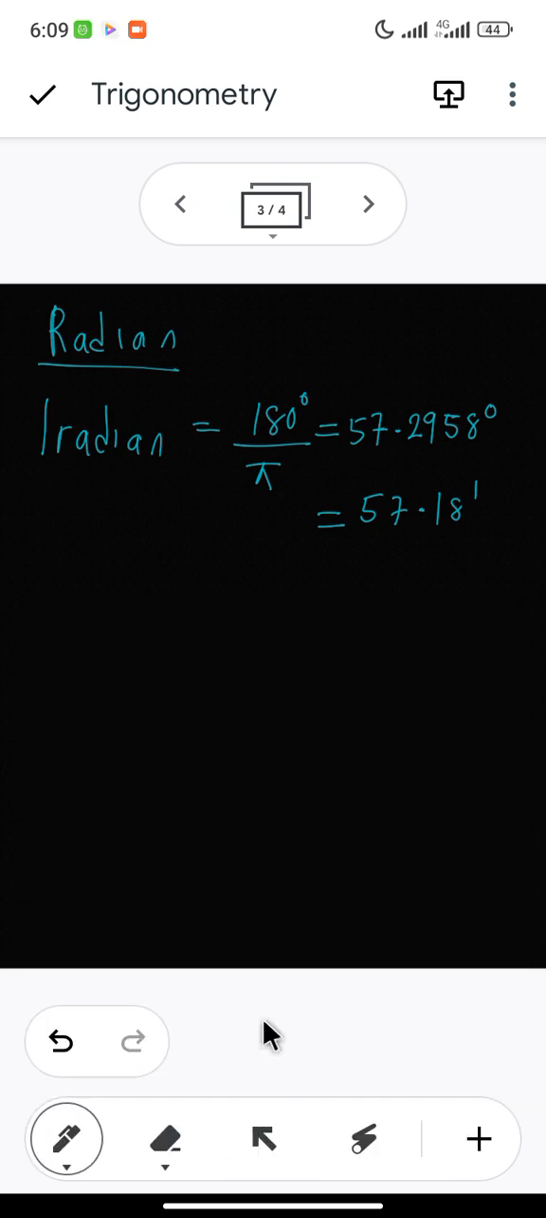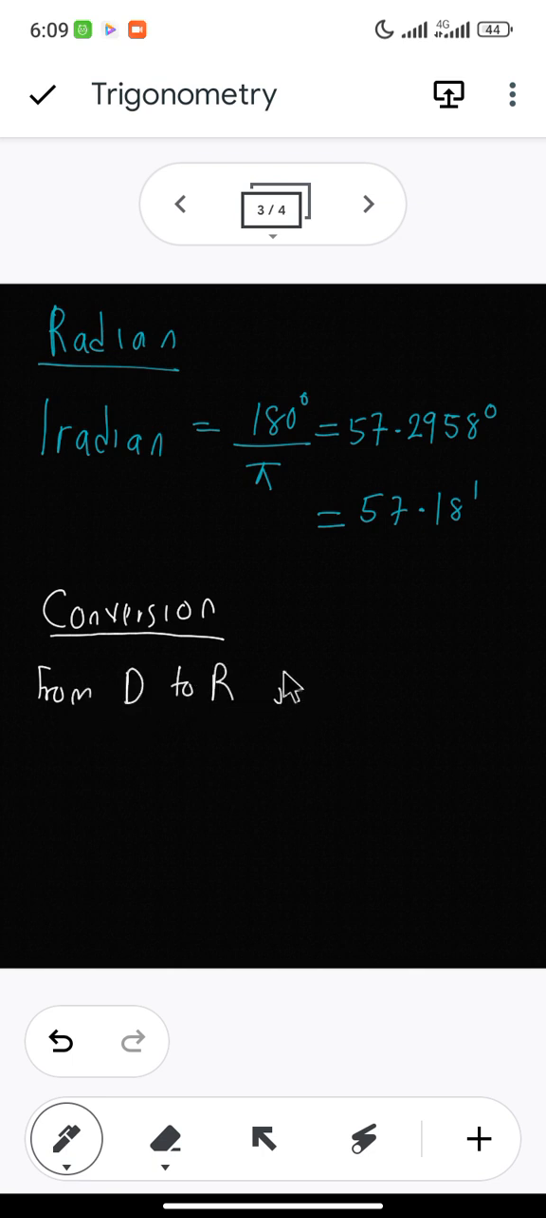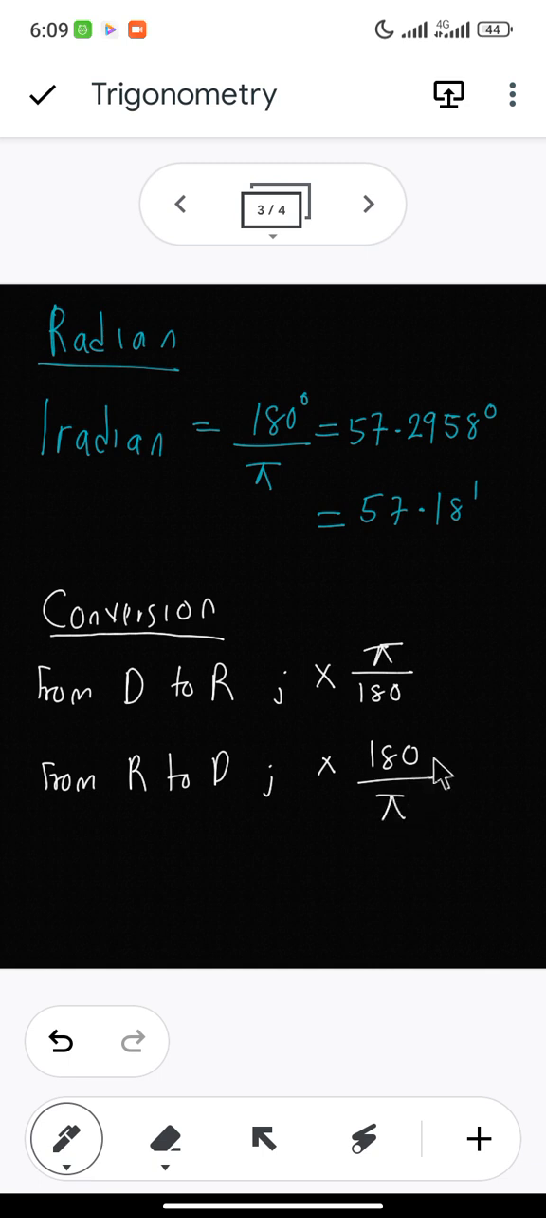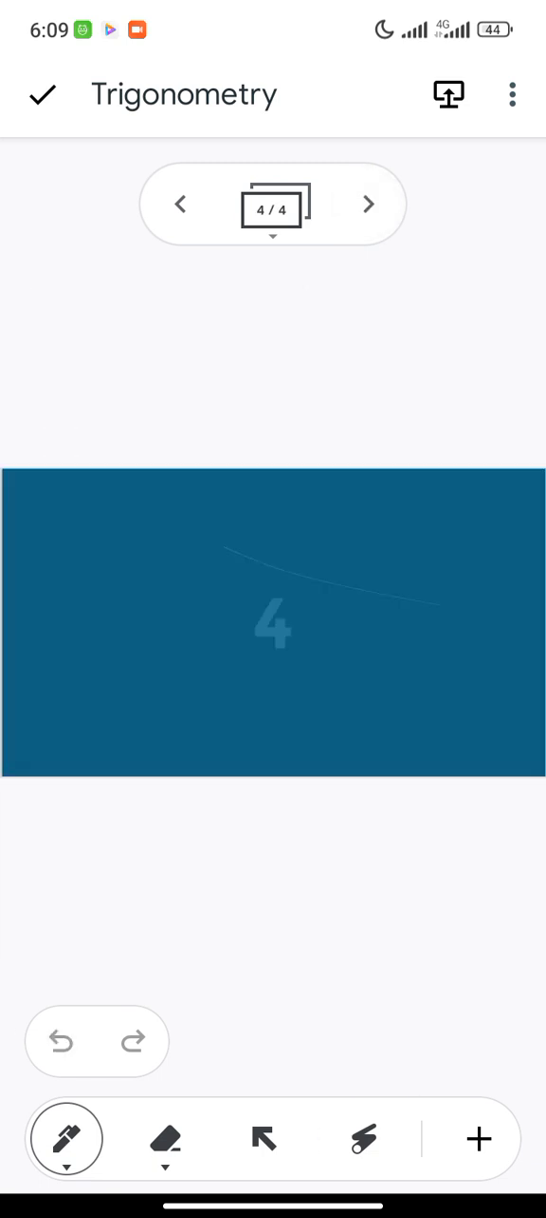I'm quickly going to give you the conversion rates between radian and degree. So when you want to convert from degree to radian, you simply multiply by pi over 180. But when you want to convert from radian to degree, you simply multiply by 180 over pi. So as usual, we're going to take some examples to tackle this. So let's take the first question.